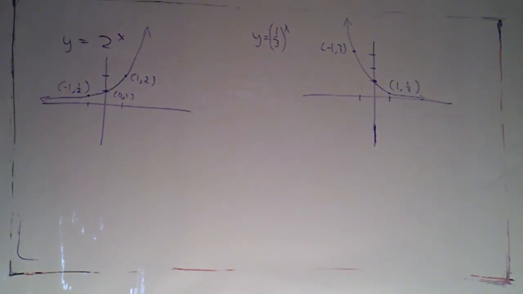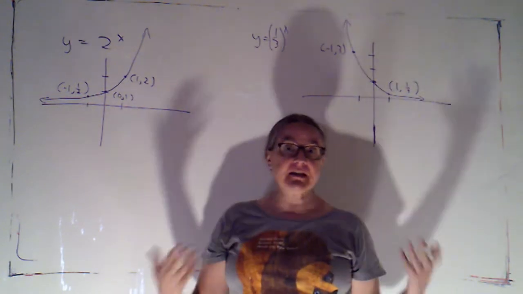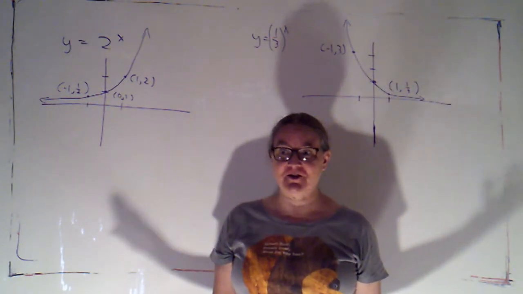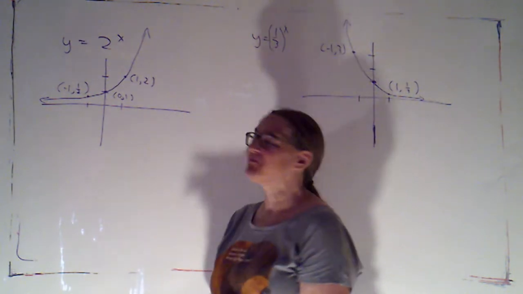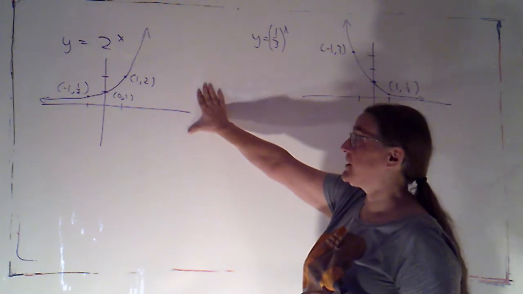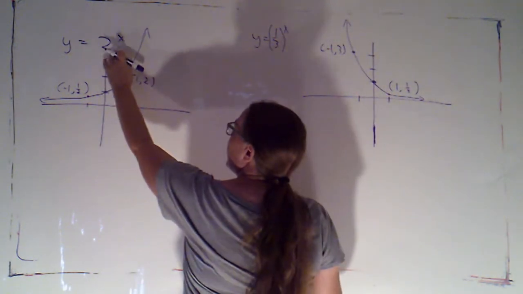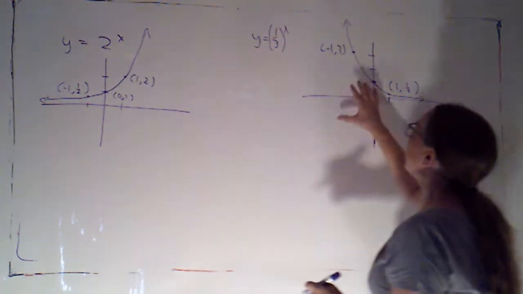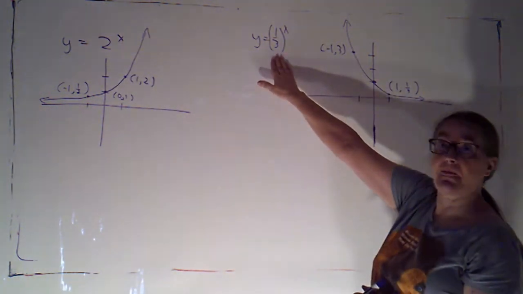I want to start talking about the graphs of log functions, and they're just the inverses of exponential functions. So we can graph them by turning and flipping. I know that exponential functions come in two types. There's exponential growth, and I've got an example up here where the base is 2. And then there's exponential decay, and I've got an example up here where the base is 1/3.